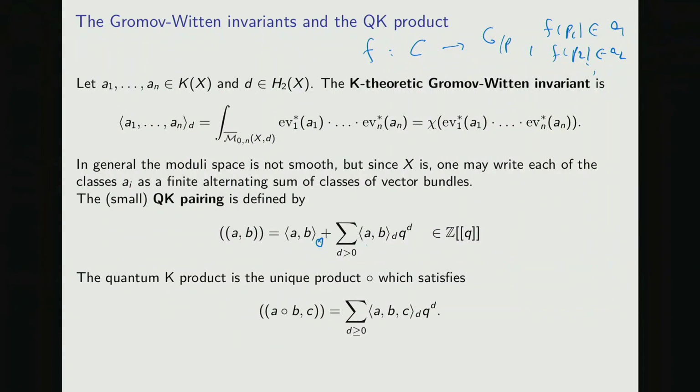And then you define the product in a unique way so that this Frobenius condition is satisfied. So if you take two classes and you want to multiply them, in order to tell you what the multiplication of two classes is, I'm going to pair it with a third class, and I'm allowing that third class to be general. And the pairing of (A times B, C) is the sum of the invariants (A, B, C, D) times Q to the D.